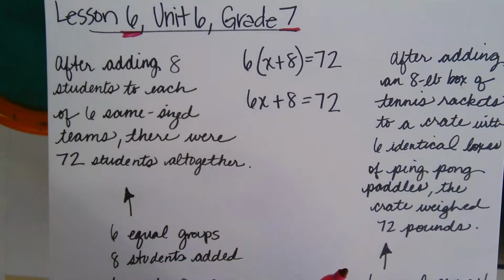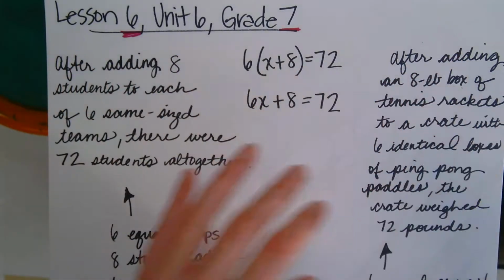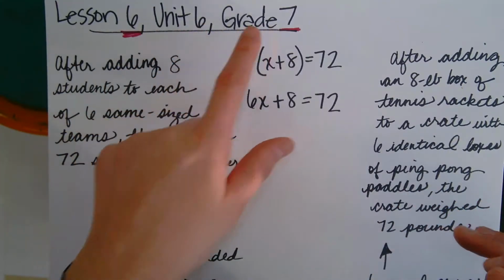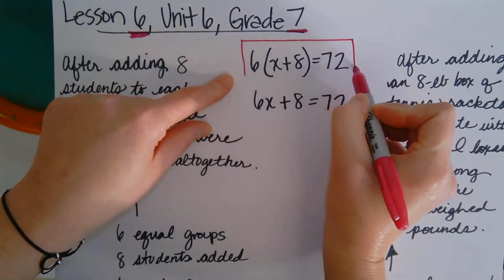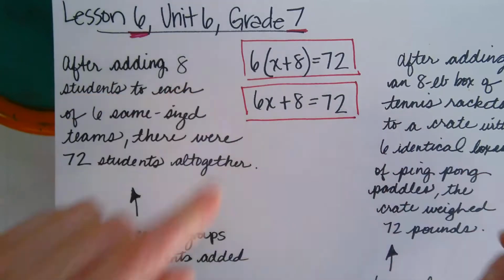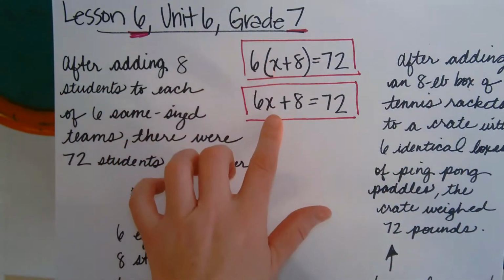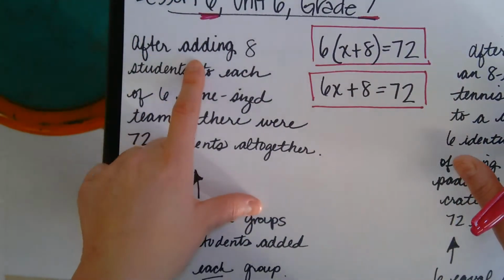I want to talk to you about writing expressions to match the narrative. That's something that you're going to do in Lesson 6. This is for Unit 6, Grade 7. And so I want you to take a look at these two expressions. At first glance, they may look like they're equivalent, but they are not. And so I want to take a minute and really talk about what each of them shows and how different they are. All right, so first of all, here's the narrative.